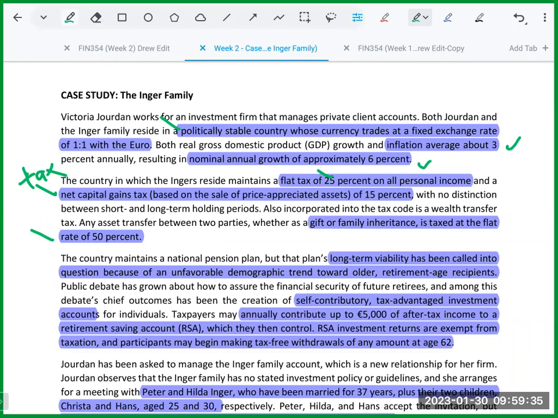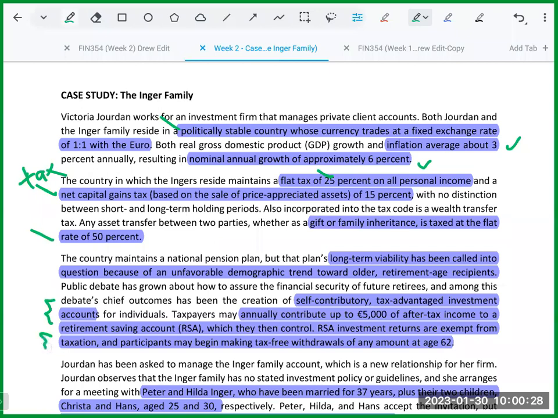Okay, moving on. The country maintains a national pension plan, but its long-term viability is called into question because of an unfavorable demographic trend and the retirement age of the recipients. There's an ongoing public debate, and the outcome is to create a self-contributory tax advantage account. Remember we talked about this tax advantage account. The taxpayer may annually contribute, let's say 5K of after-tax income, remember after tax, to this retirement account, which they control, and the investment returns are exempt from taxation. So this is a tax benefit.